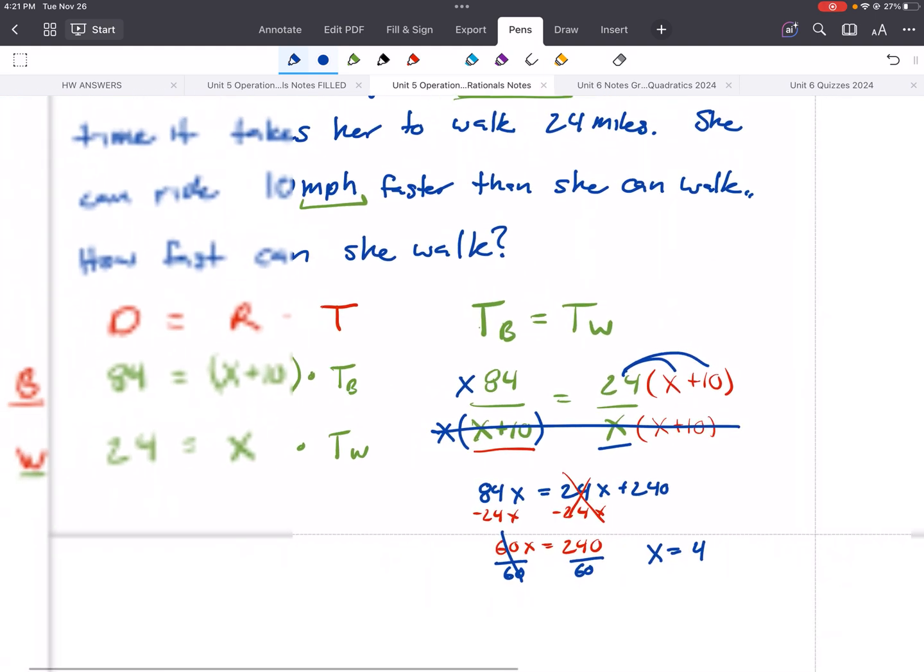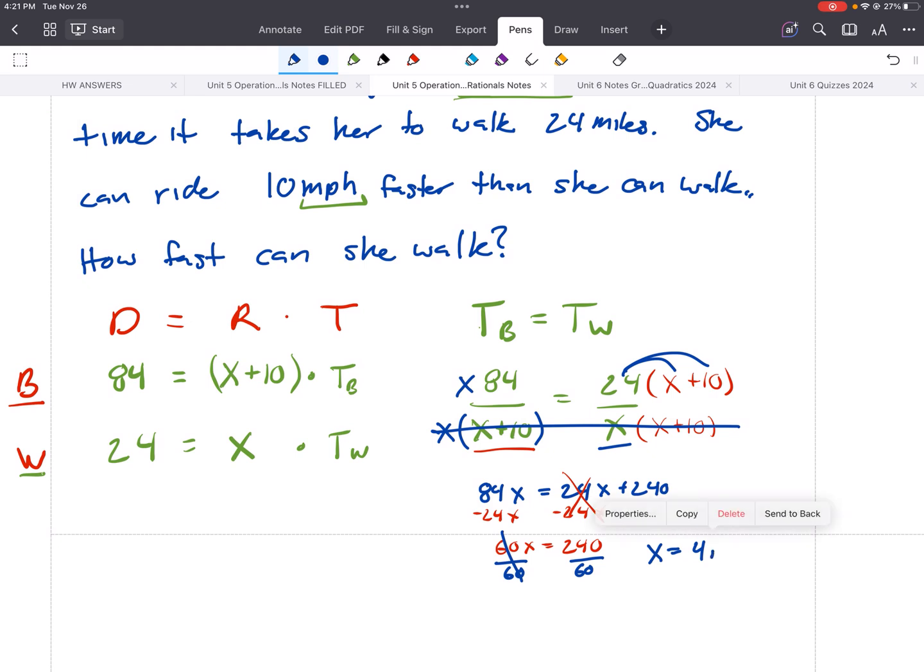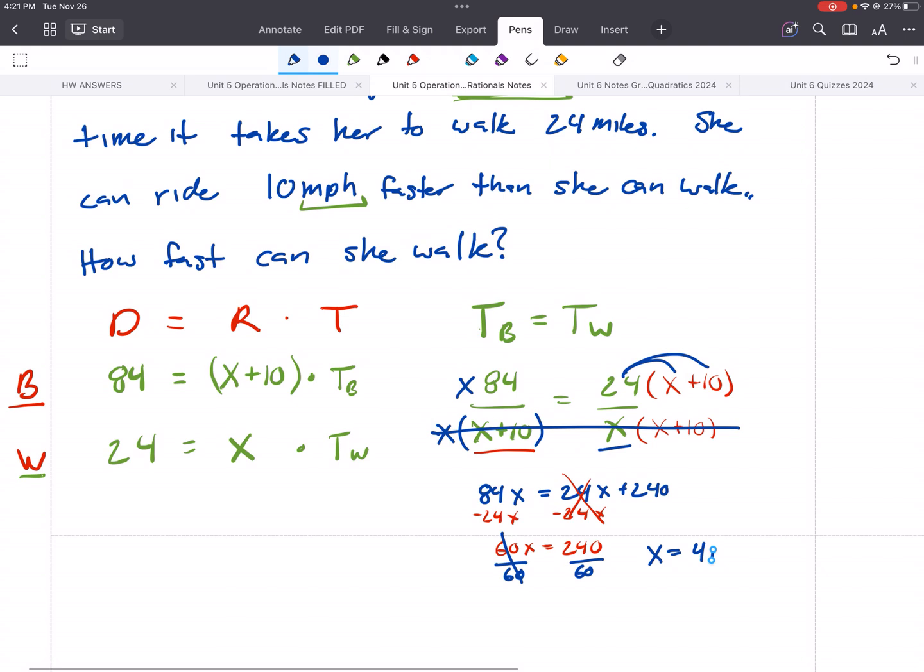Okay, so she can walk 4 miles per hour. Okay, if we wanted to know how fast she could bike, well then we could use this, and we could plug in 4, and we'd end up getting 14 miles per hour. Okay. All right, so that's our answer.